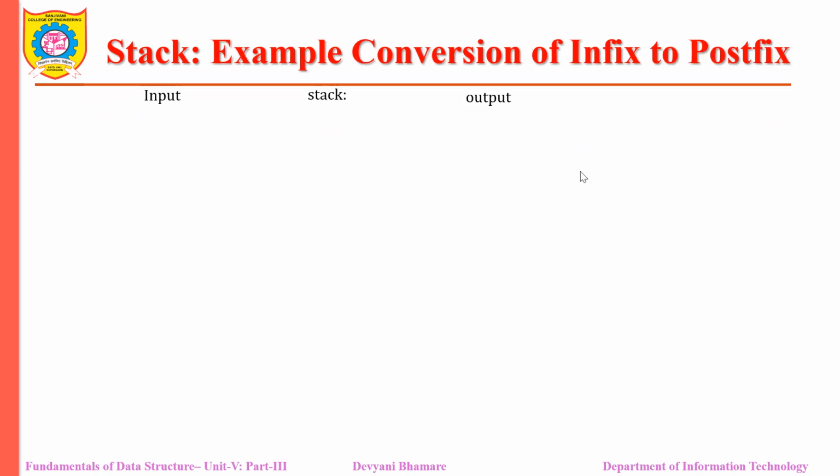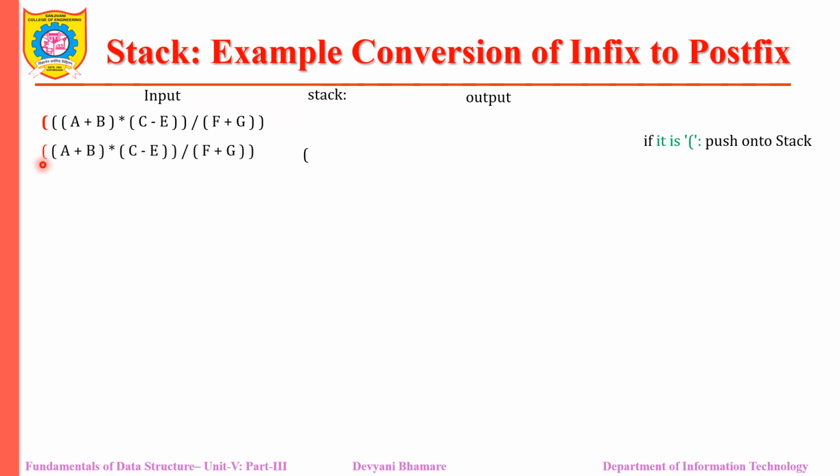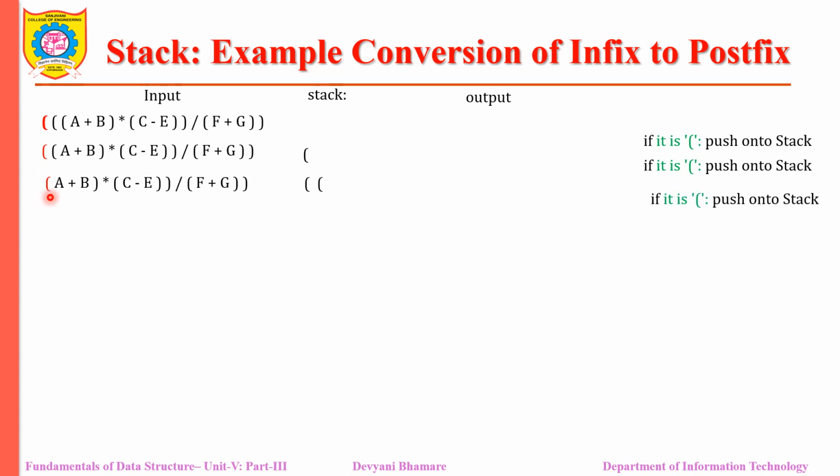Let's see one example. Assume that we have this expression. Here, if you observe, the first input is an opening parenthesis. What do we have to do? As it is an opening parenthesis, we need to push it onto the stack. So the content of the stack becomes this, right? Then again we get the second opening parenthesis. Again it is an opening parenthesis, so we need to push it onto the stack. The third token is also an opening parenthesis, and we need to push it onto the stack.